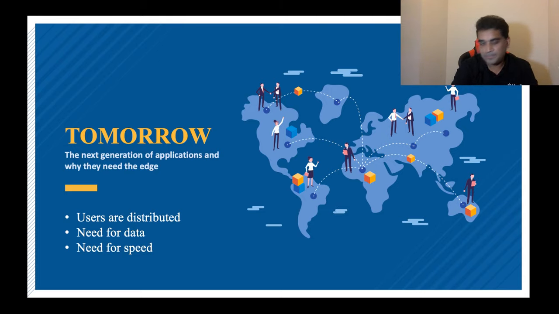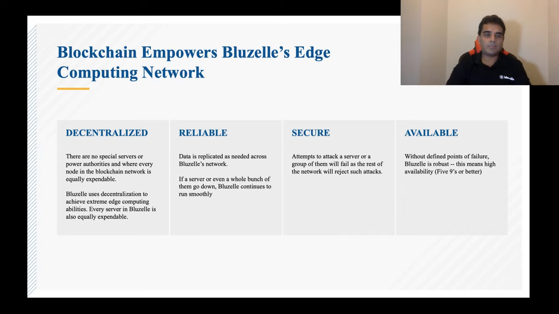So let's go to the next slide. Now let's talk a little bit about the blockchain and how it's empowering Bluzelle's edge computing network. You can see on the slide here that there are really four areas where we're using blockchain and decentralization to power our edge. Bluzelle itself, just to be clear, is not a blockchain, but we're borrowing a lot of the concepts from blockchain and decentralization in order to make our edge product as competitive as possible.